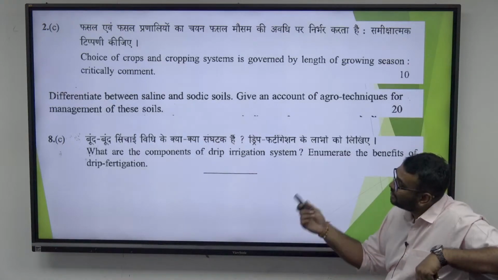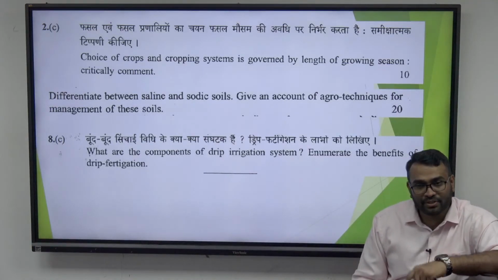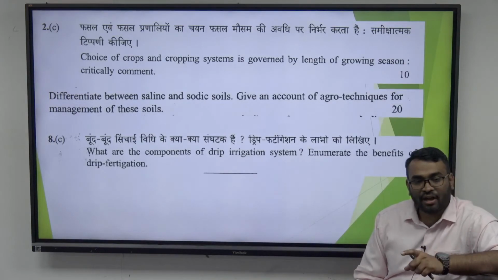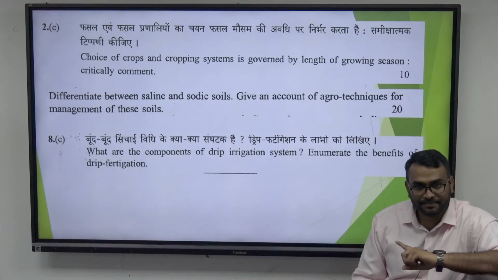Clear? So these are the different keywords which will be used in the question papers, and depending on that, this is how you should be modifying your answers. Clear? Right? Okay.